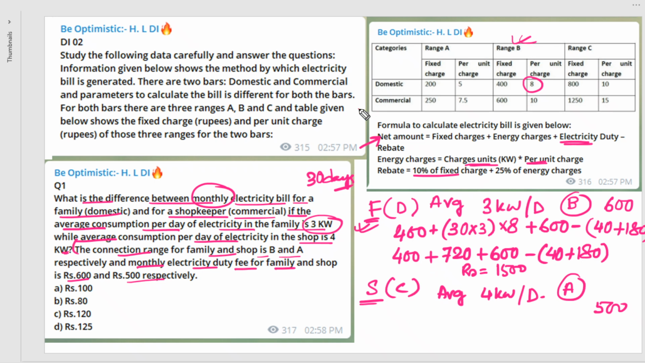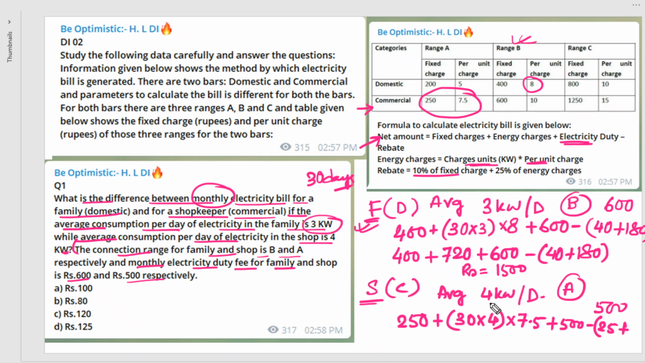Shopkeeper is commercial, so take this row, and you have to take the range of A. So this is whatever your calculation. In this case, what is the fixed charge? That is 250 plus your energy consumption. Energy consumption is 4 kilowatt per day. For 30 days it is 30 into 4, right? And then the per unit charge is 7.5, so multiply it by 7.5, plus your electricity duty. Electricity duty is 500, minus your rebate. Rebate is what? 10% of 250, that is 25, plus 25% of this.